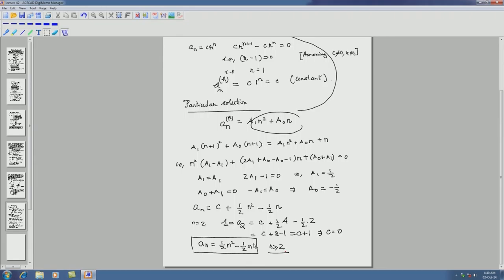Thus, we know now that if we have n people in a party and each person shakes hands exactly once with each of the other people present in the party, then the total number of handshakes is half of n square minus half of n.